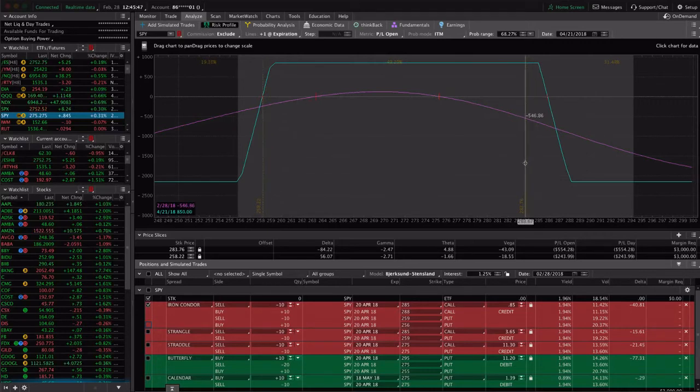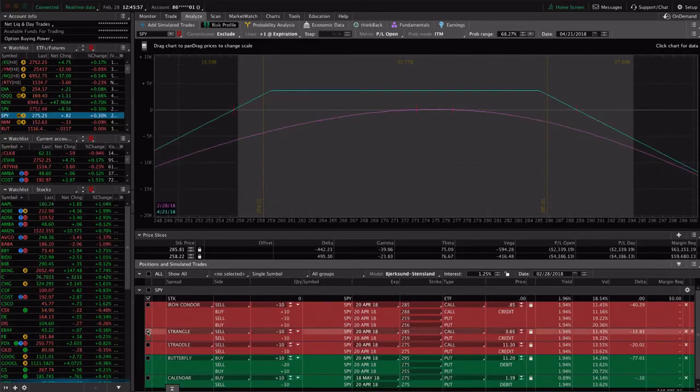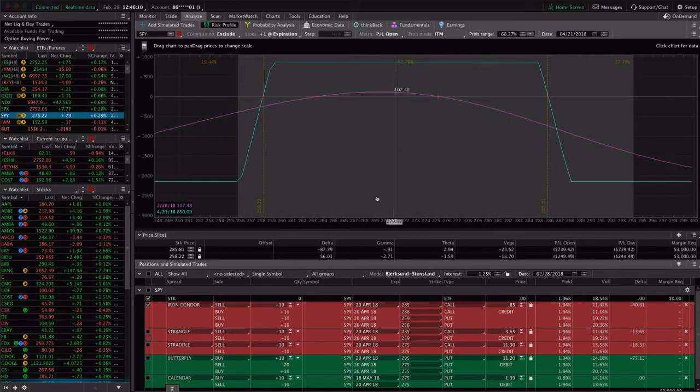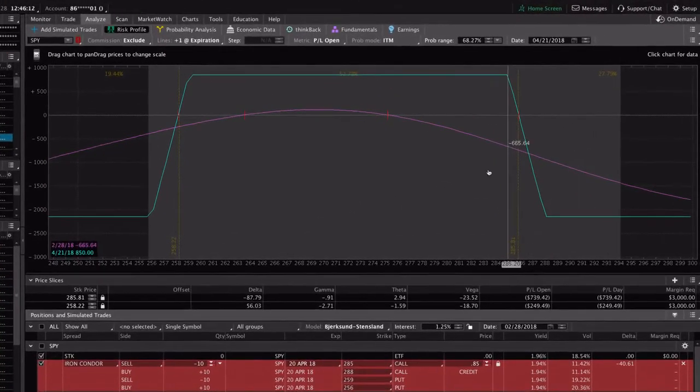But the way that you can think of an iron condor is you can think of it as a strangle, but with defined risk. Okay, so I'm going to click back on the strangle to give you an idea. So it's the same. You've got the same long, flat, max potential profit range. The difference is with an iron condor, because we are defining that risk, our probabilities are going to be a little bit lower than a strangle. So our probability of profit is not quite as high.